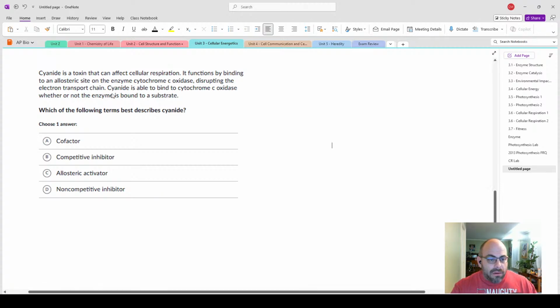And how do I know that? Well, allosteric site is my tip-off. But then this last sentence is actually all you need for this. Whether or not it's bound to a substrate, because where does a substrate bind every time? Active site. That would be a competitive inhibitor. This doesn't matter if there's a substrate or not there, so it'd be non-competitive inhibitor. Let's see if I got it right. Ching ching. All right.